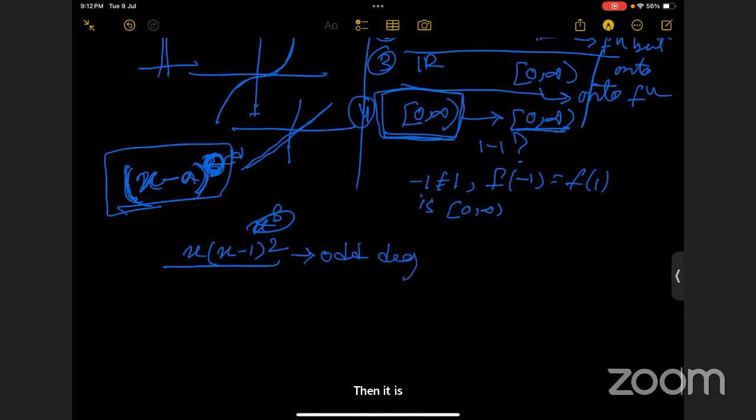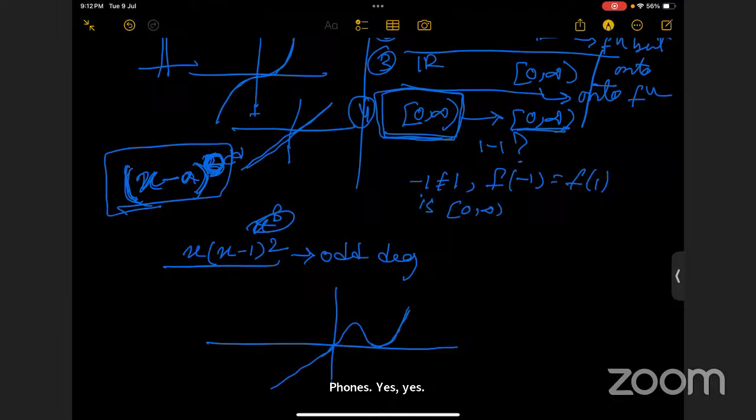But this x minus 1 whole square bounces at the point 1. Then it will be something like that, right? But in that case, it will not be 1-1, right? So about 1-1, we cannot conclude anything from this. But it's onto, ma'am? No, this is also not the case.